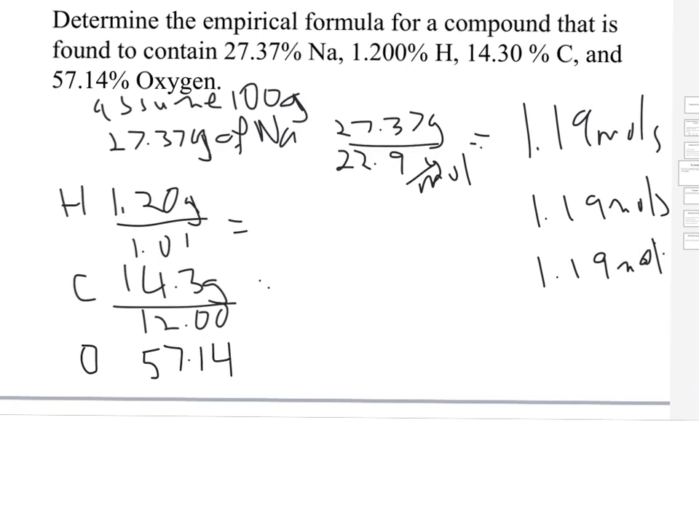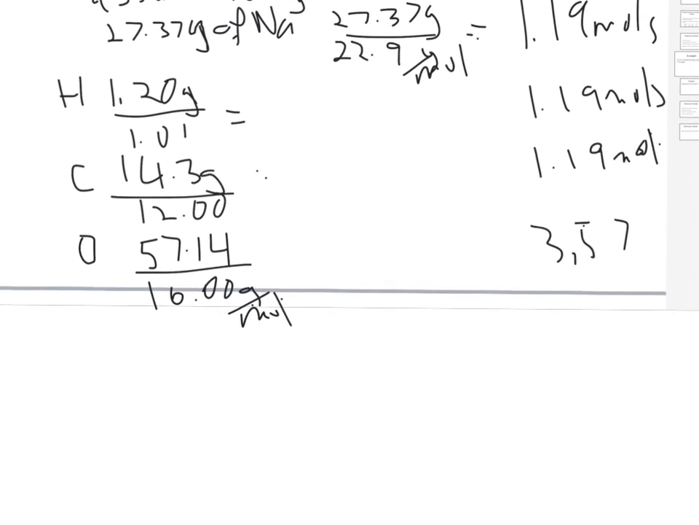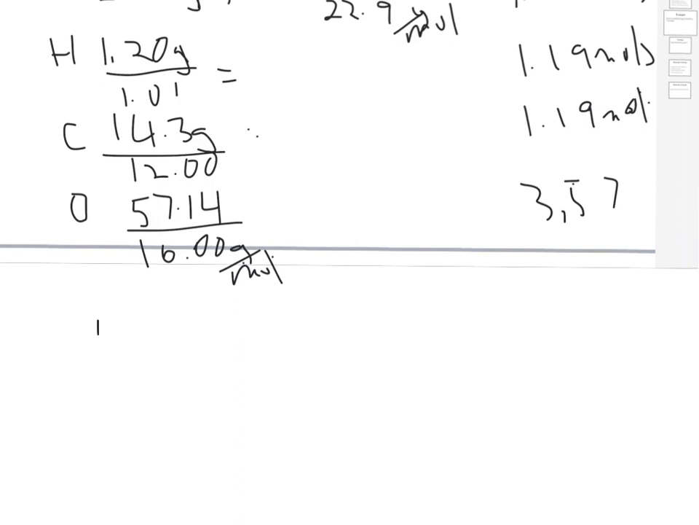So our last one is the oxygen. We divide through by 16.00 grams per mole, because we're converting this to moles again. And when we do our division there, we end up with 3.57. Okay, now that means that if we were going to write this out, we would write out sodium, Na, 1.19, hydrogen, 1.19, carbon, 1.19, and oxygen, 3.57.